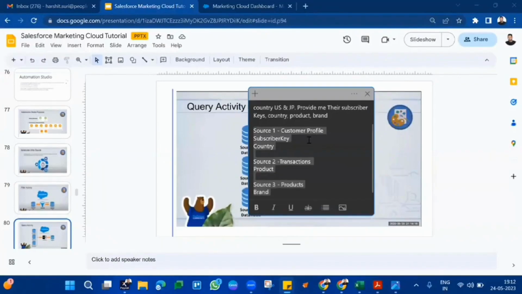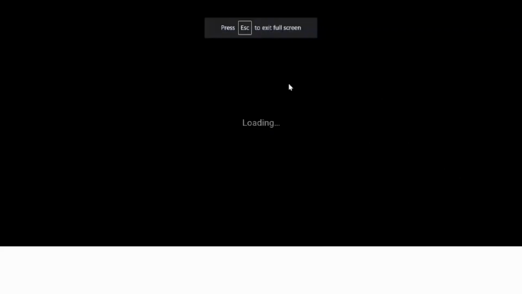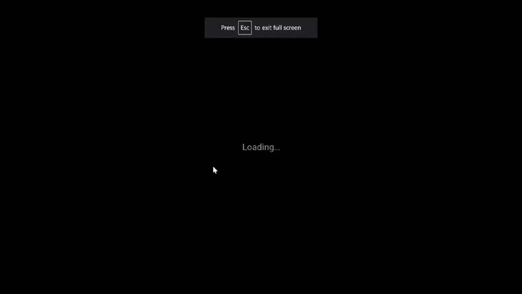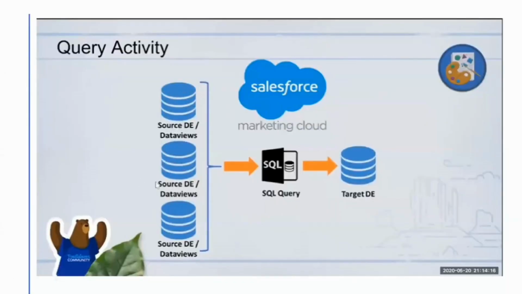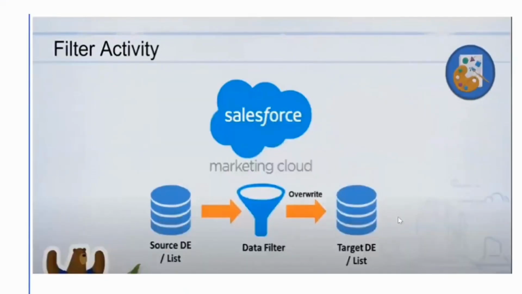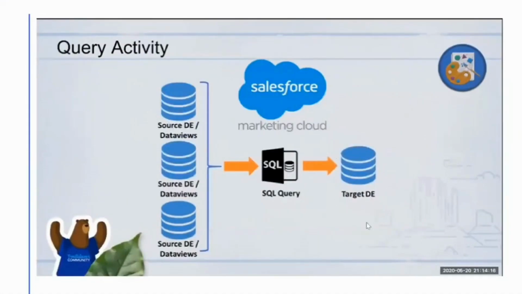That is why we have to use the SQL query. SQL query will help us build the data set for us. SQL query will get the data from multiple sources and insert it into a target data extension. In filter, we did not create any target data extension. The system created it. We have just specified the name. But in SQL, we have to specify the target data extension. Then only we can query other data extensions and save the result into the target data extension.